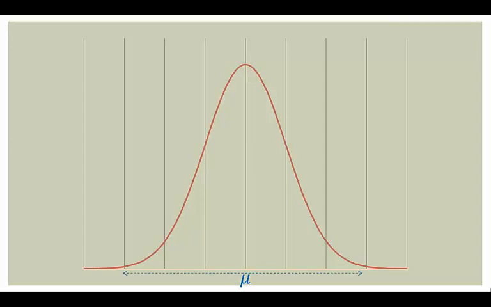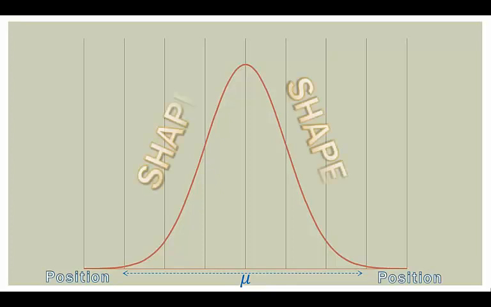Now the mean down at the bottom just tells you the position of your normal curve. As far as the shape goes, that's largely influenced by the standard deviation. And we'll talk about each one of those here in a minute. So the two parameters that really give the normal distribution its position and shape are the mean, mu, and the standard deviation, sigma.